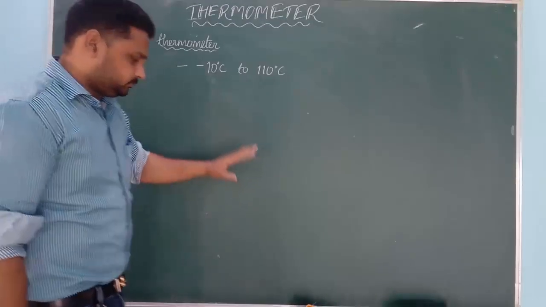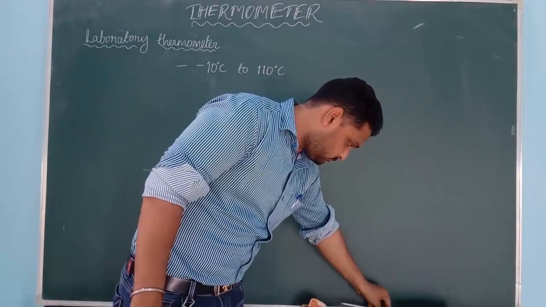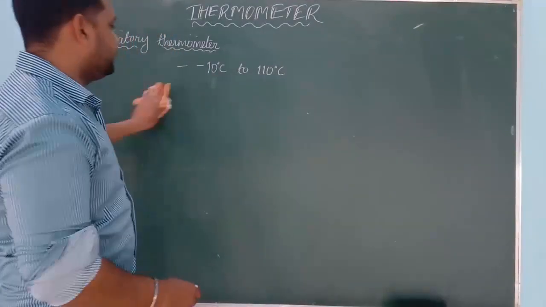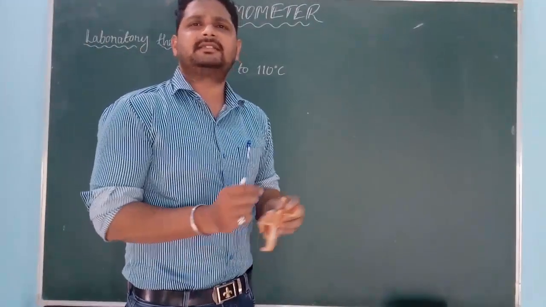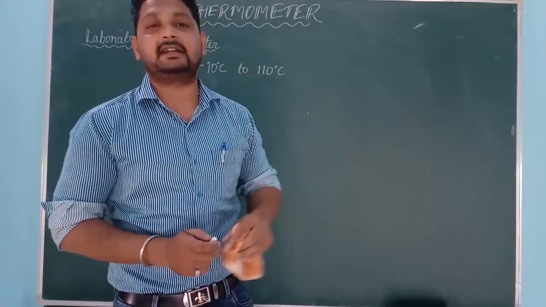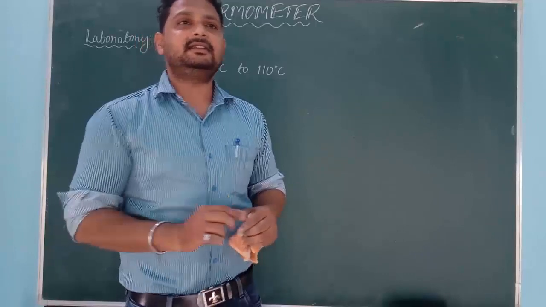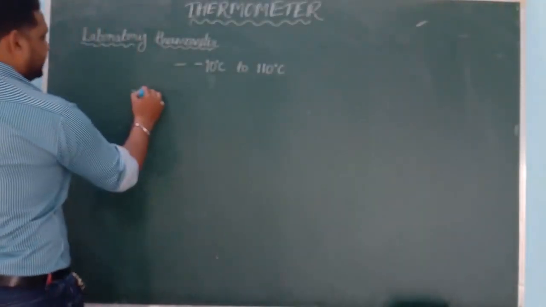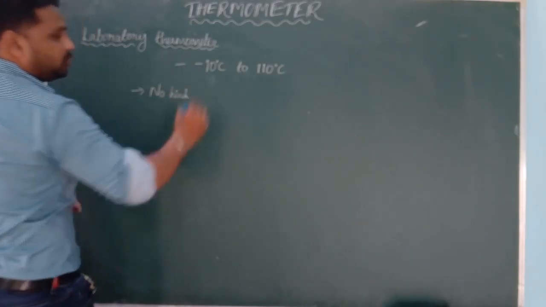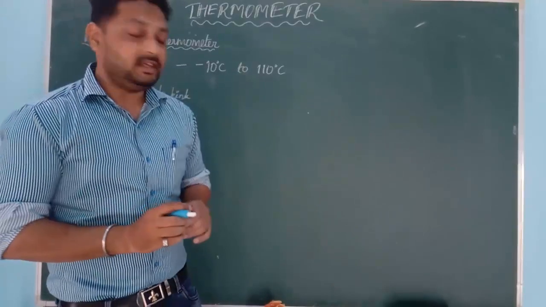Now, the structure of a laboratory thermometer is quite the same as that of a clinical thermometer. It is also made up of a long cylindrical glass tube containing a metallic bulb. The difference is that in a laboratory thermometer there is no kink. And there are some conditions to use the laboratory thermometer.